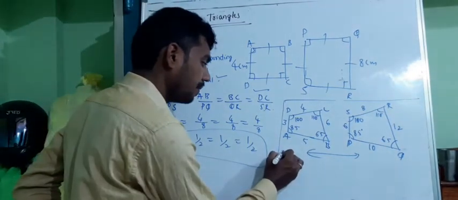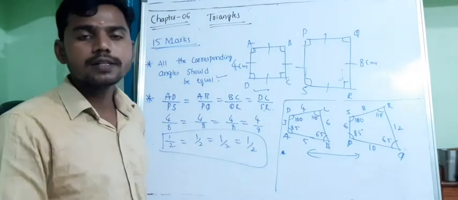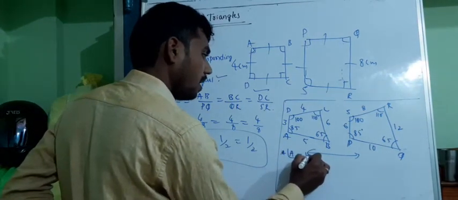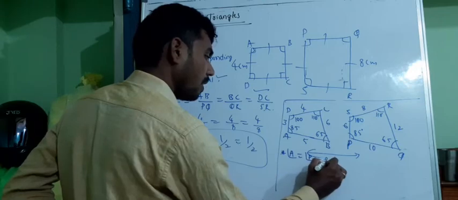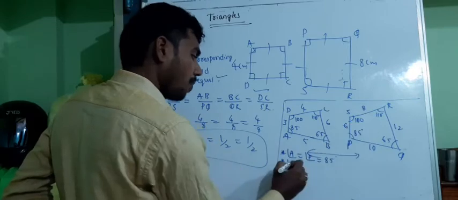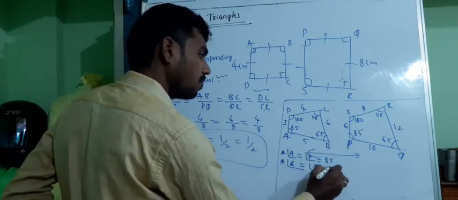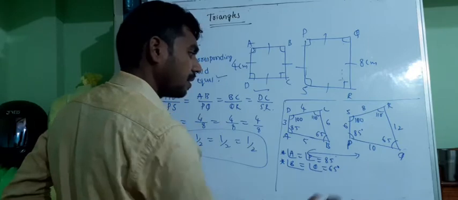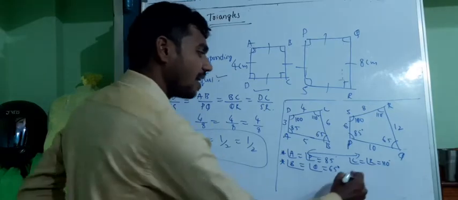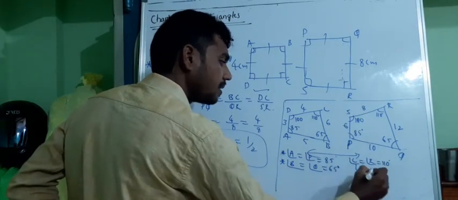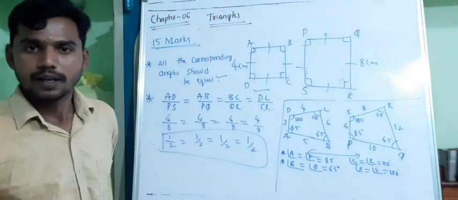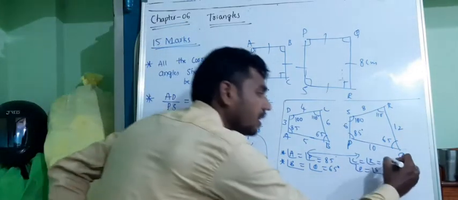So first condition, whether the corresponding angles are equal or not. Angle A corresponds to angle P, which is equal to 85 degrees. Next, angle B corresponds to angle Q, which is equal to 65 degrees. Fine. Next, angle C corresponds to angle R, which is equal to 110 degrees, and angle D corresponds to angle S, which is equal to 100 degrees. See, all the corresponding angles are equal. The first condition is satisfied.